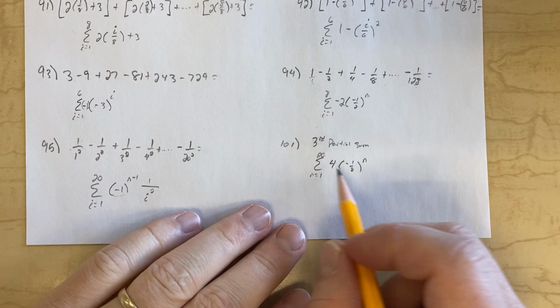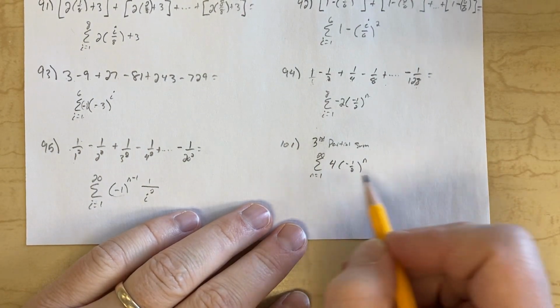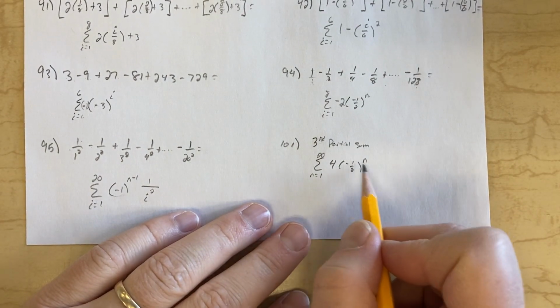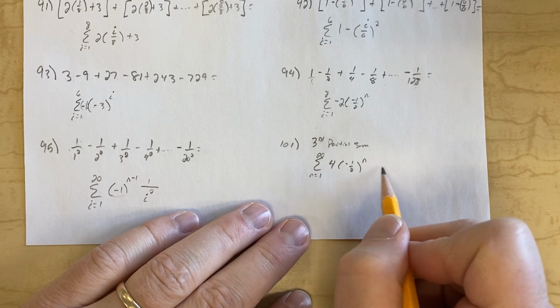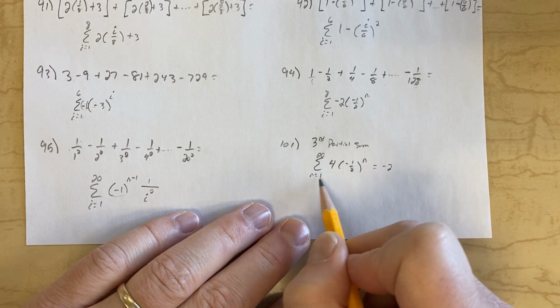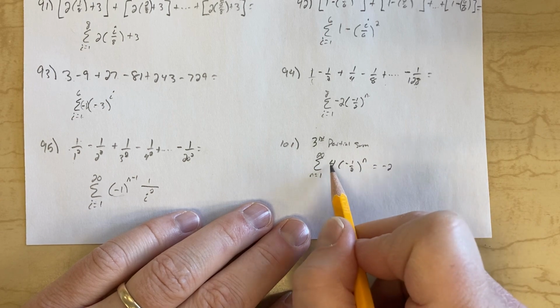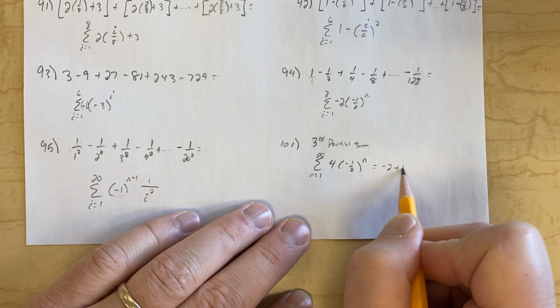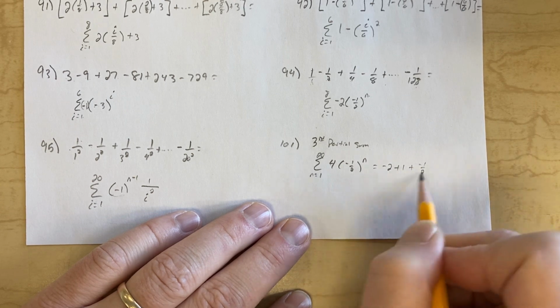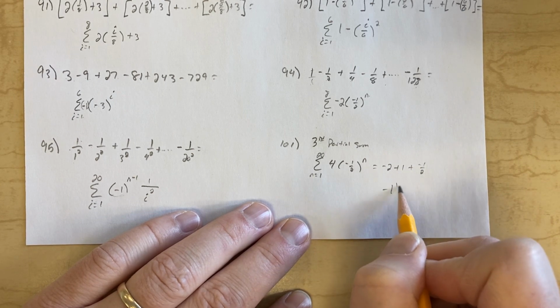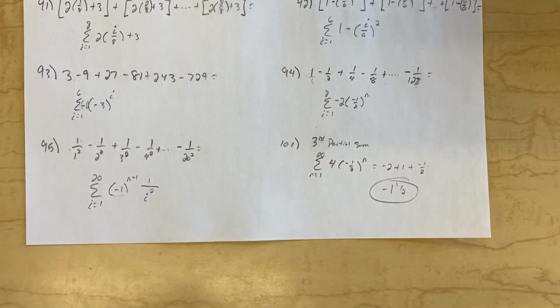All right, then 101 wants us to find the third partial sum of this infinite series. In other words, just add up the first 3 terms. So if you were to put a 1 in, 4 times negative 1/2 is negative 2. Now put 2 in, you're gonna get 4 times 1/4, which is 1. Put 3 in, and you'll get negative 1/2. Put that together, we get negative 1 1/2 as our answer for that.